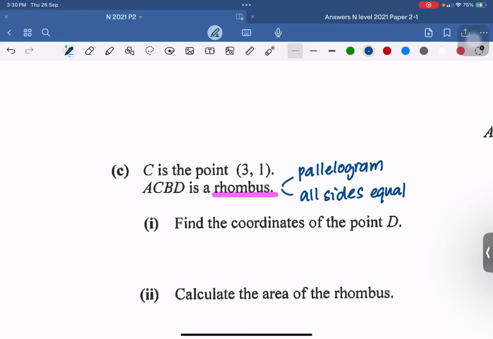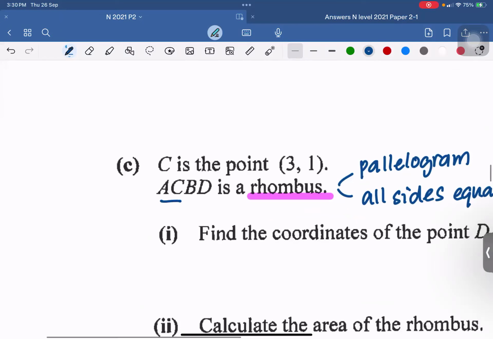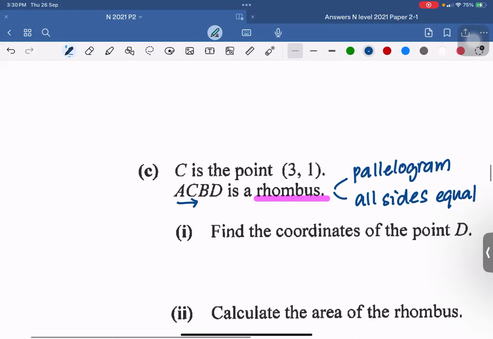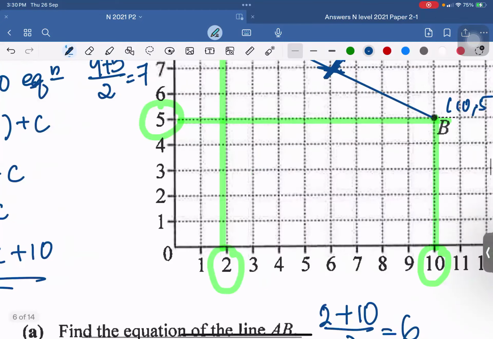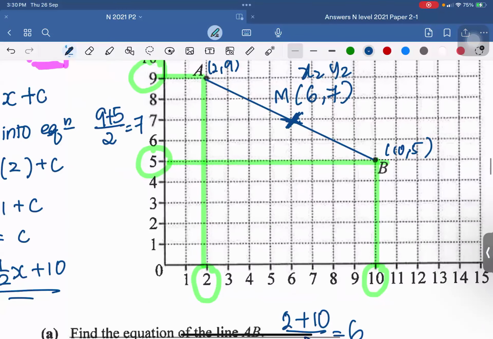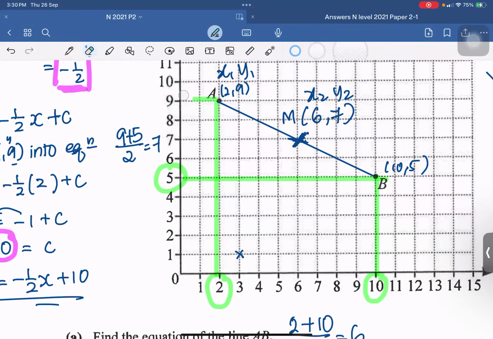So A, B, C, D. No, it's not A, B, C, D. It's A go to which point first? A go to C first. 3, 3, 1. 3, 1 is here. So A go to C. Yeah, let me erase away the other highlighted portions. A go to letter C first. A to C.